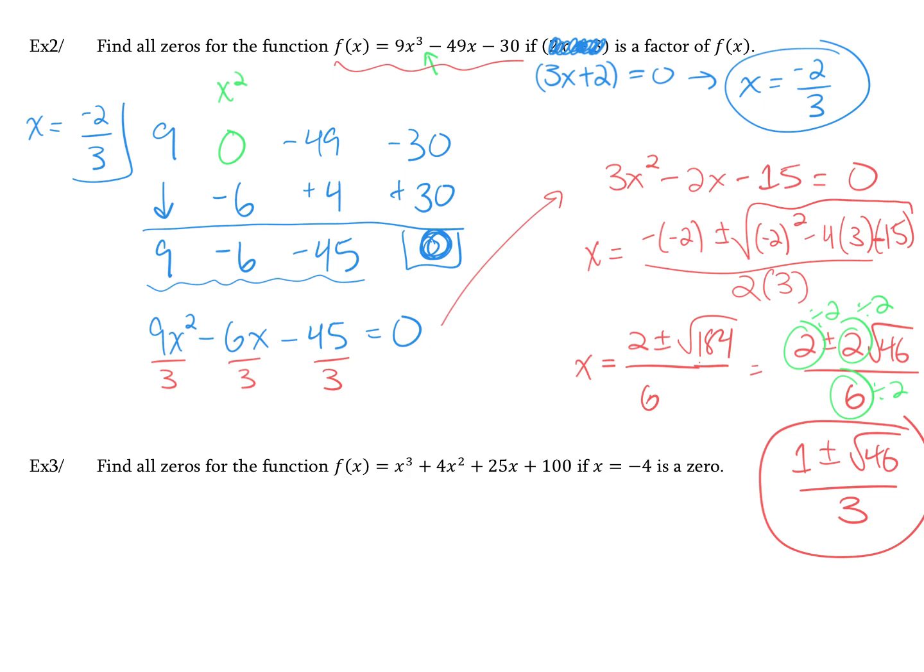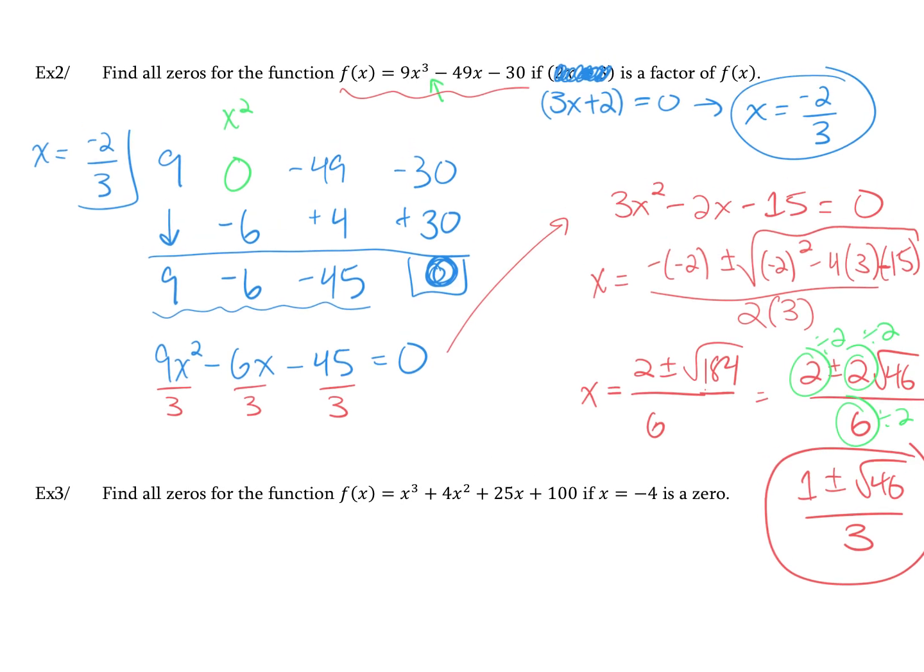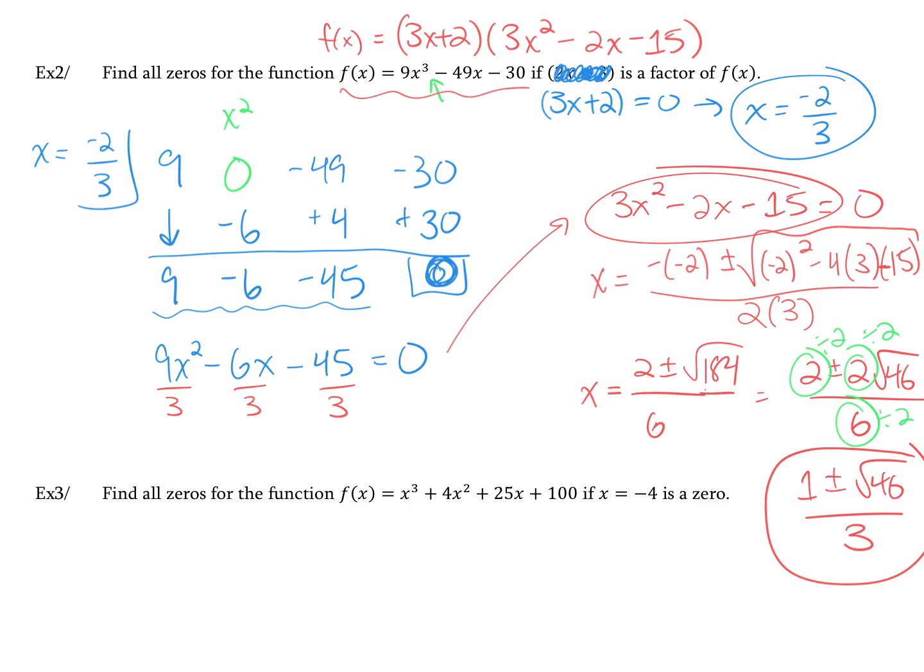Again, we could look at the factors, and because this function here does not factor, we could write f of x like this. I'm just going to write this above it. We could write it like f of x equals 3x plus 2, that's the factor that was given, times 3x squared minus 2x minus 15 from right here. And that's it. Since this does not factor anymore, this is the factored version.